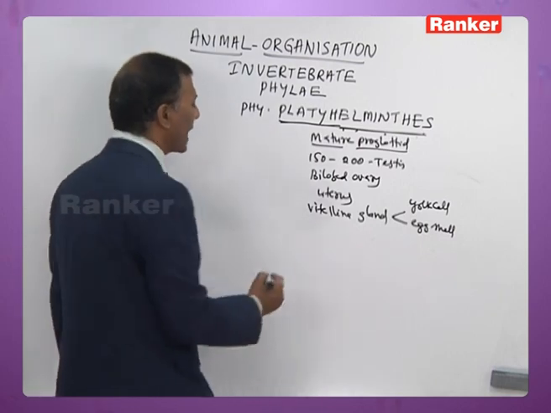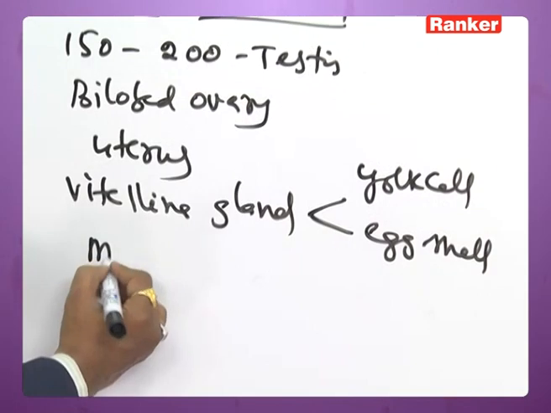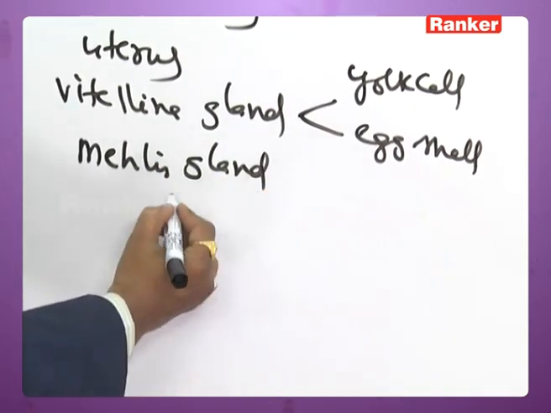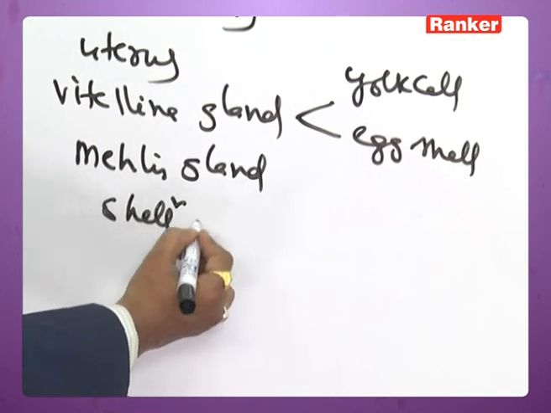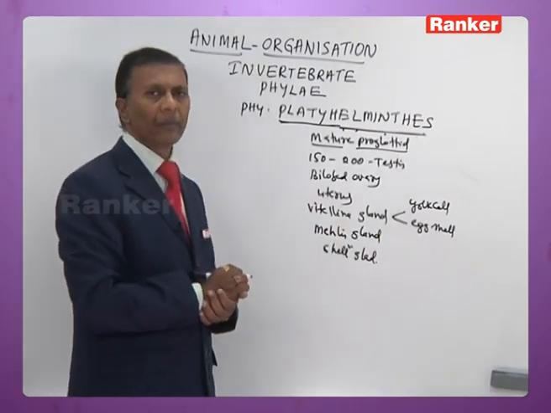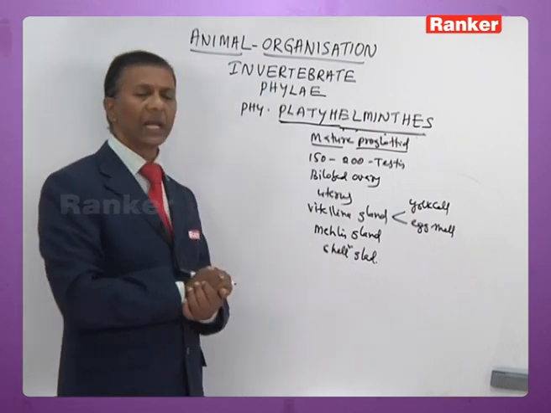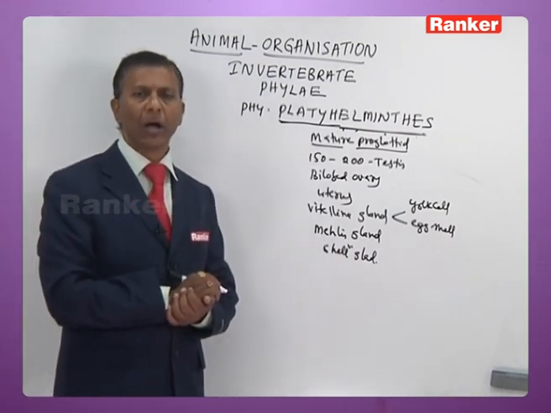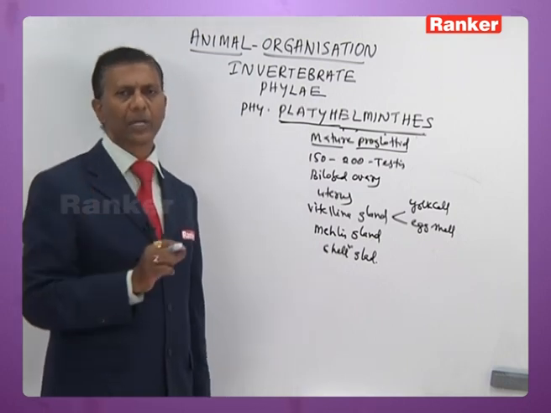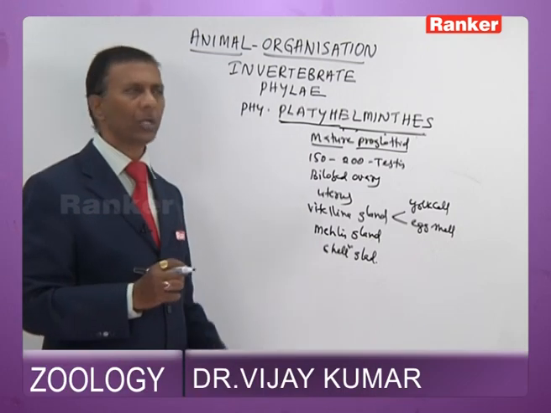Whereas there is another gland called Mehlis gland, or it is also called shell gland. It is there around the ootype. This Mehlis gland or shell gland secretion lubricates the passage of egg capsules from the ootype into the uterus.